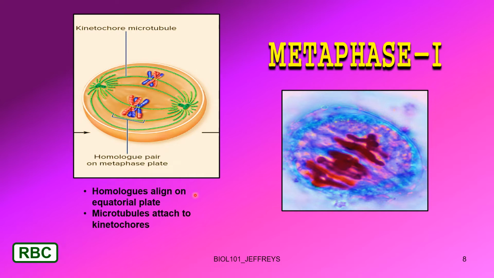Homologs line up on the equatorial plate, or the metaphase plate, with microtubules attached to the kinetochores. Remember, the microtubules here, the spindle apparatus, are like little ropes, right? We connect them to the kinetochores, and we anchor them to the centrioles. And when we go into anaphase, we pull the chromosomes apart. They're like little ropes, and we pull the chromosomes apart. That's what that's all about, okay?